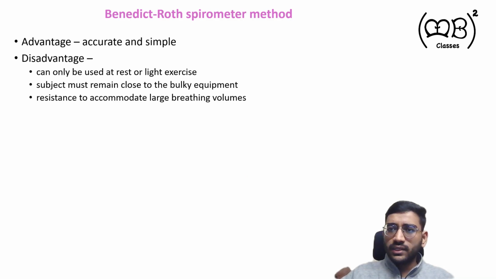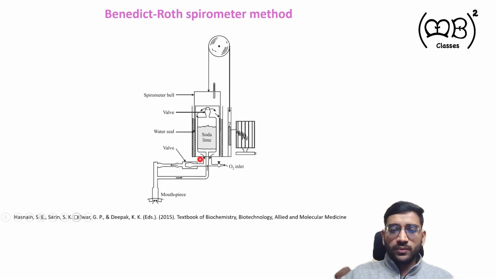It's a very simple and pretty accurate method, but the disadvantage is that it's a bulky instrument and the person has to stay close to this instrument, and only resting or light exercise conditions can be calculated. Like a bicycle ergometer can be placed close to the spirometer, and energy expenditure during light exercise can be calculated, but it is mostly used for resting conditions. And also in the closed circuit spirometer, there's a resistance to accommodate large breathing volumes. So this is the mouthpiece from which the person is breathing in and out.